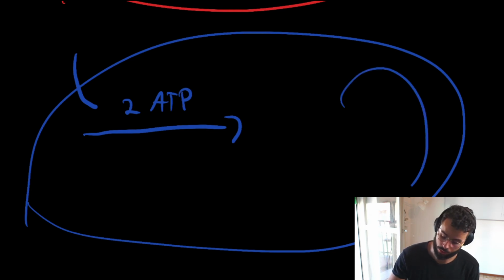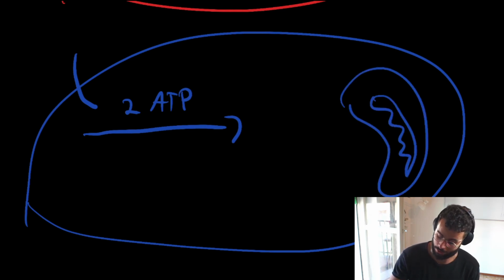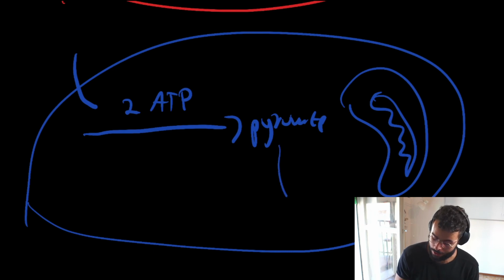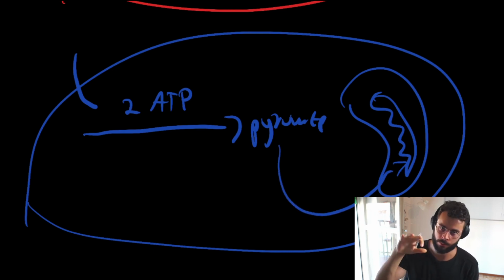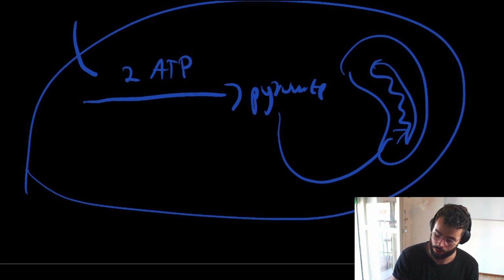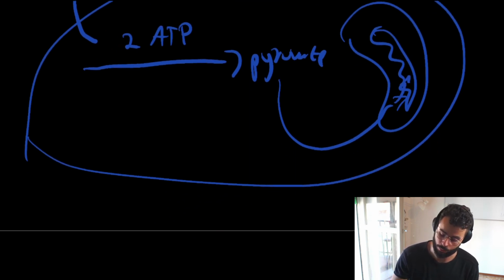Then we have the mitochondria, which is not drawn to the size of the mitochondria. The pyruvate, which is the result of glycolysis, is going to go inside the mitochondria, is going to have some chemical modifications that are going to yield some extra ATP, and it is going to go through a process inside the mitochondria called the Krebs cycle. The Krebs cycle is also going to yield some ATP.